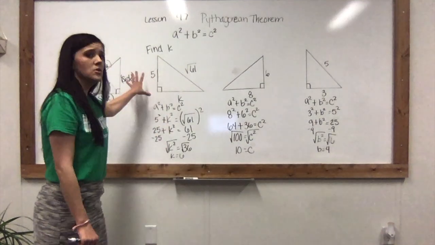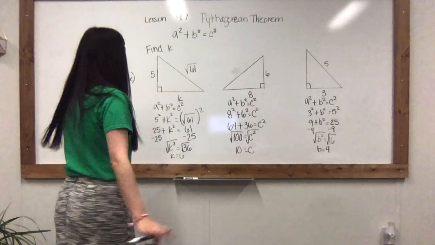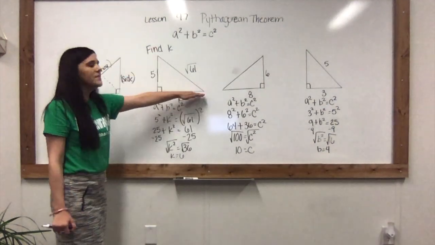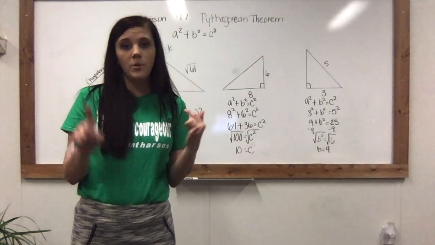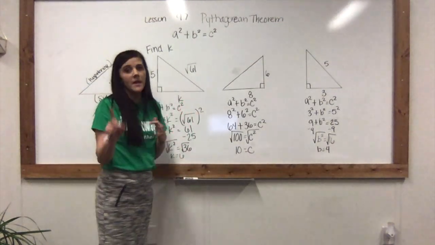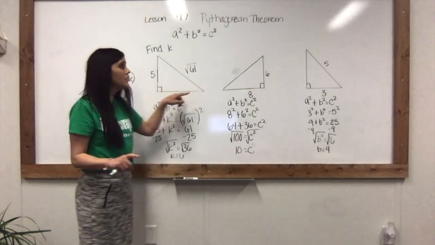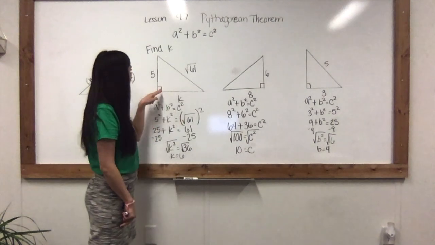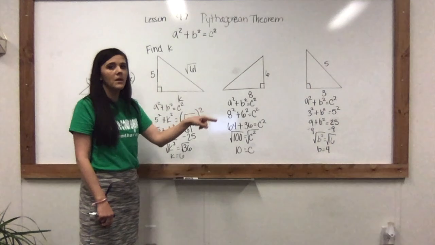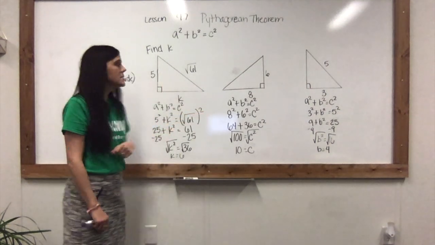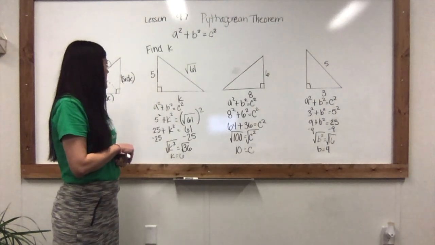Okay, this one looks a little bit different. Sometimes you'll have them where they give you a different variable. That is okay. It says to find K. This missing side is what they're calling K, but we are still going to use the same formula. We're still going to use A squared plus B squared equals C squared. I know that I am missing a leg here or a side, because I know that directly across from the right angle is going to be your hypotenuse. So we have been given the hypotenuse.